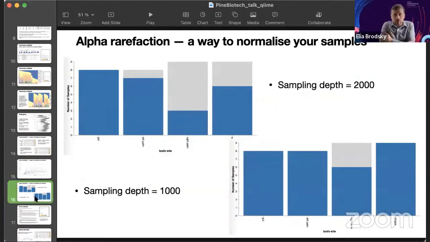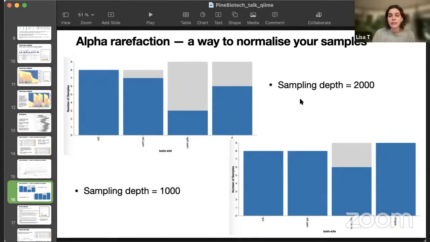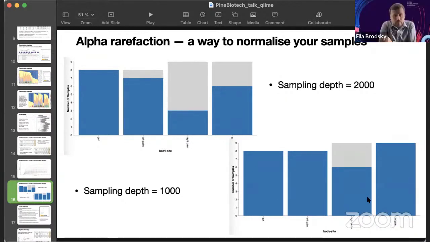But it's also very meaningful to look at your groups and whether the samples in your groups of interest are still there. For example, if I take a sampling depth of 2000, my right palm sample group will consist of only 2 or 3 samples. But if I take sampling depth 1000, my right palm group will be okay. I can still work with it.